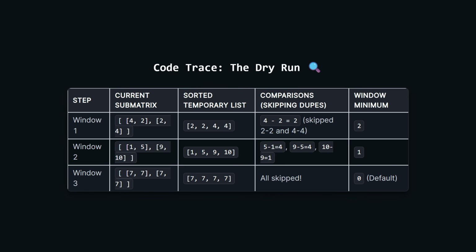To help visualize this, here is a quick dry run of a hypothetical grid. For the first window, we gather a 4 and two 2s, sort them, skip the identical 2s, and find a gap of 2. In the second window, we sort them and check all gaps, finding 1 is the smallest, and in the third window, all numbers are 7. Because we skip duplicates, we make no comparisons, so our starting value of 0 remains unchanged.